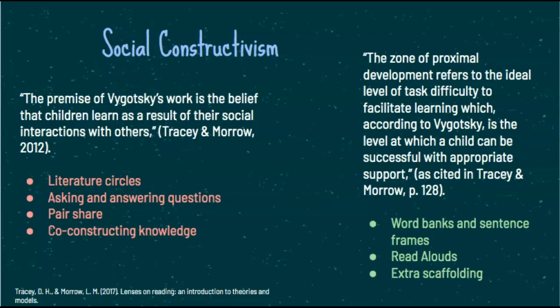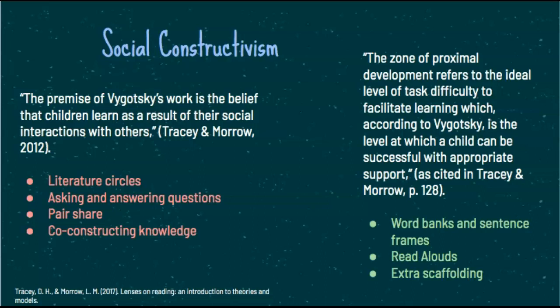Another theory that is evident in the Calkins curriculum for myself is social constructivism. The premise of Vygotsky's work is the belief that children learn as a result of their social interactions with others (Tracy and Morrow, 2012). The zone of proximal development refers to the ideal level of task difficulty to facilitate learning, which, according to Vygotsky, is the level at which a child can be successful with appropriate support.